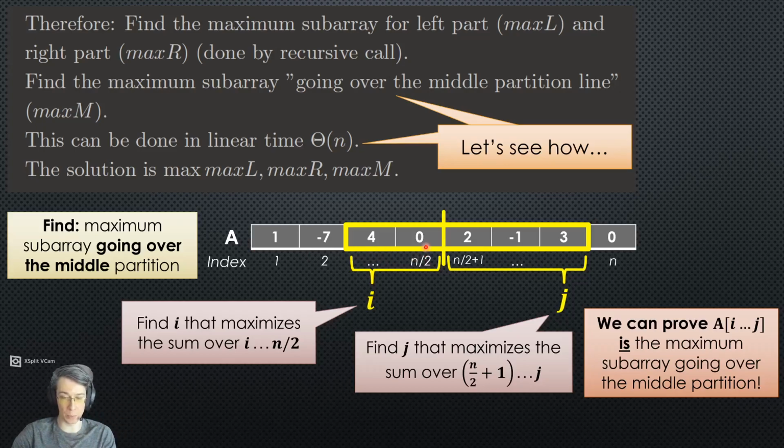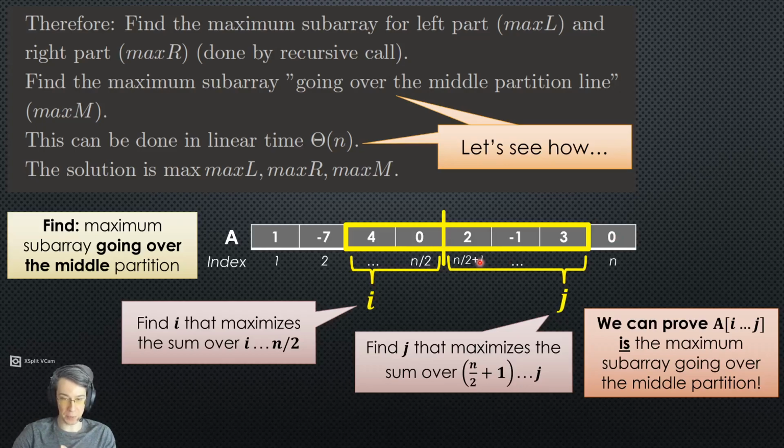But this is just one loop for i equals n over 2 down to 1, and we're using the same trick that we used to avoid that k loop where we were summing all the entries from A of i to A of j. Every time we explore a new i, we're adding A of i to the sum, and we're going to take the maximum sum. And we do the same thing on the other side for j. So that's how we find these two sums that maximize the sum on the left half and on the right half in linear time.